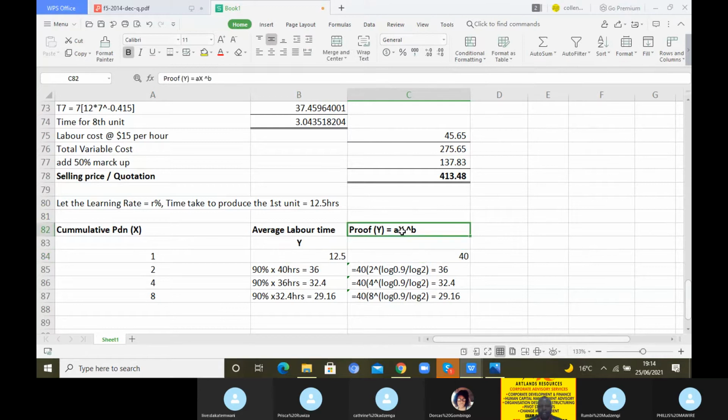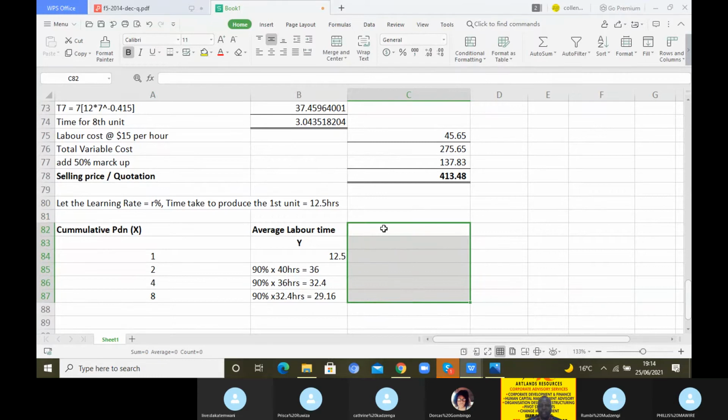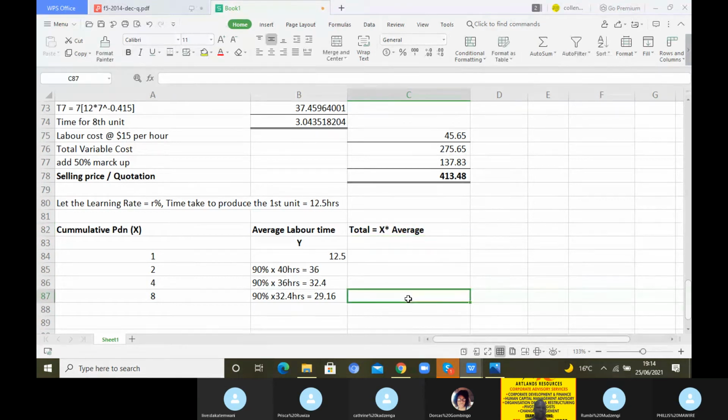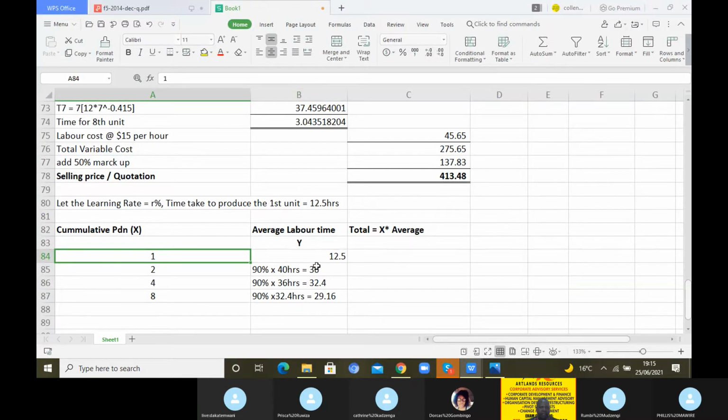If you don't mind, I'll delete this part because I just wanted to prove something. Let me say total equals X times average. You now understand that that's how you calculate total. If you want to find total, you say total for 10 equals 10 times average of 10. We have just said that. So here, how do you calculate total? You'll be saying X, which is the number here, times average.